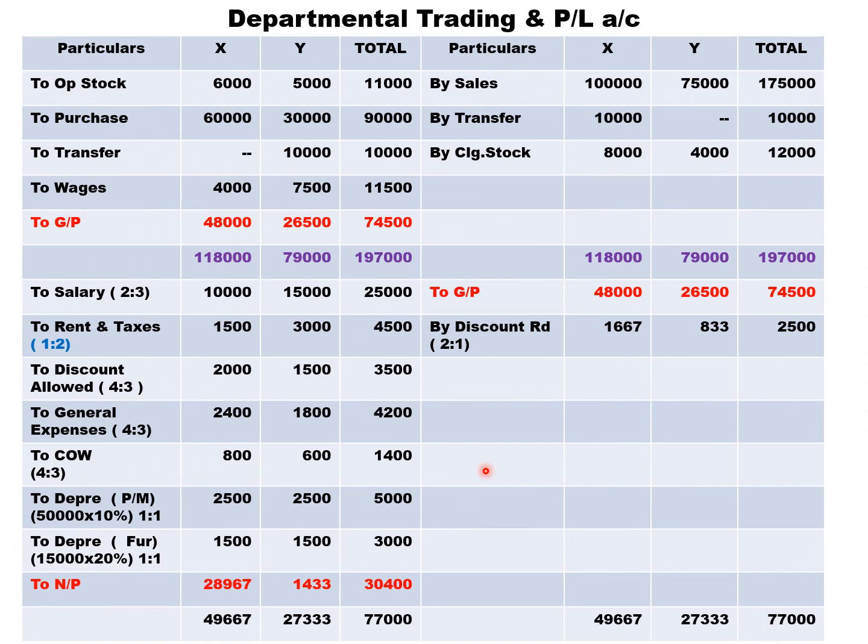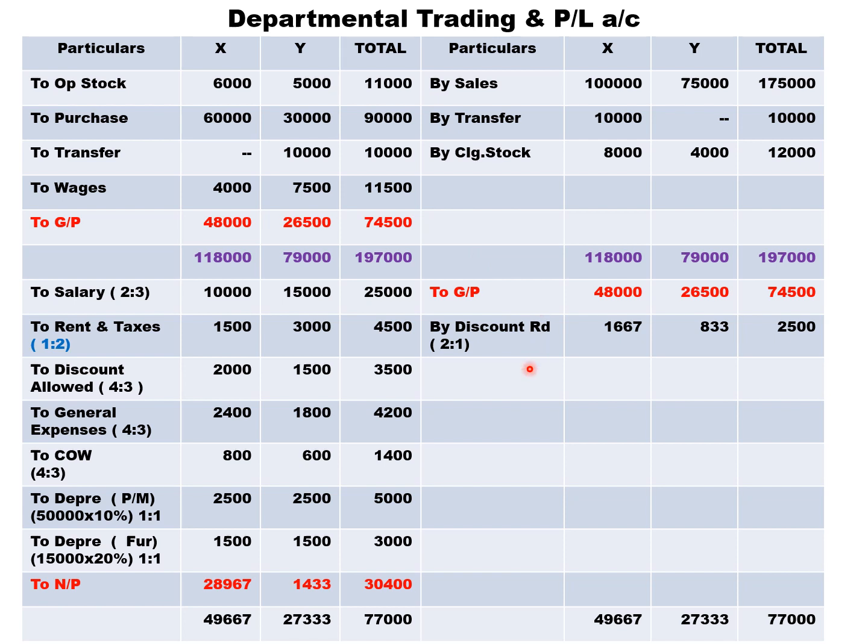And this is the departmental trading and PL account, students. Take opening stock as given in the question, purchases as given in the question, and then you should take transfers. Y is a receiving department, debit, X is a giving department, credit, then wages as given in the question, then sales as given in the question, closing stock as given in the adjustments. So you get a gross profit of 48,000, 26,500, 74,500. Bring down that gross profit.